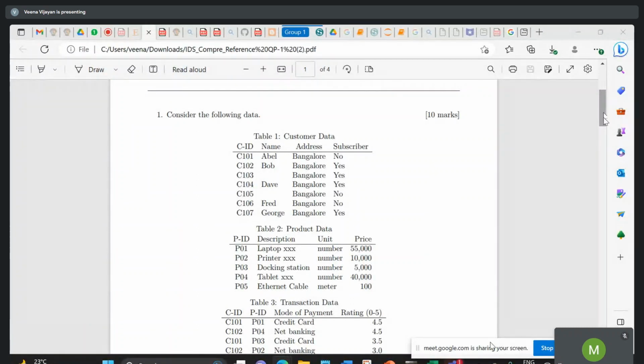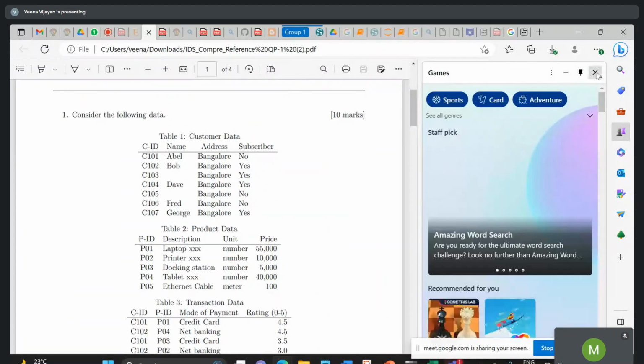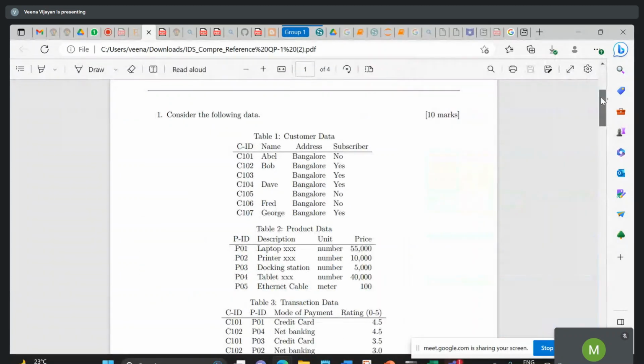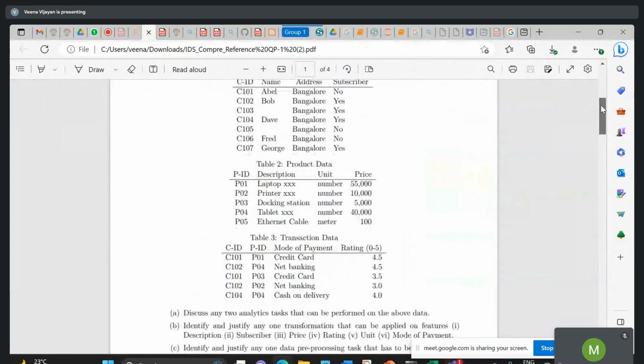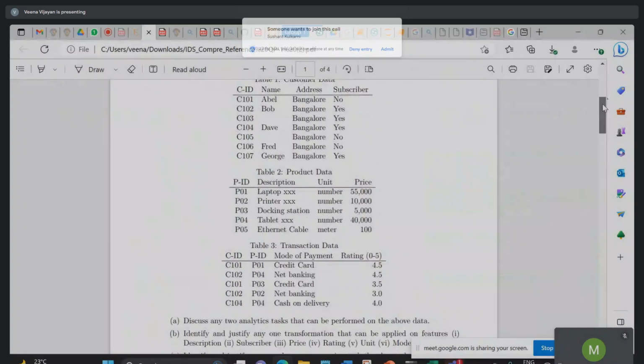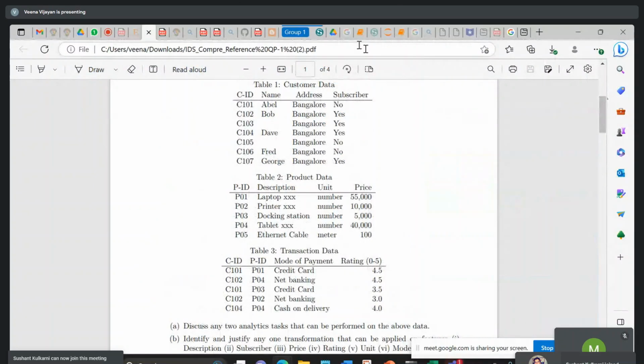So in this question, they have given us three tables. One is customer data, product data, and transaction data. And between these tables, we can link customer to transaction using the CID and product to transaction using PID. Right.